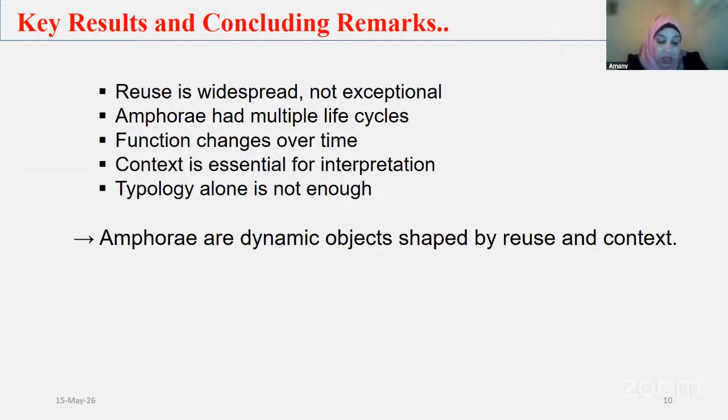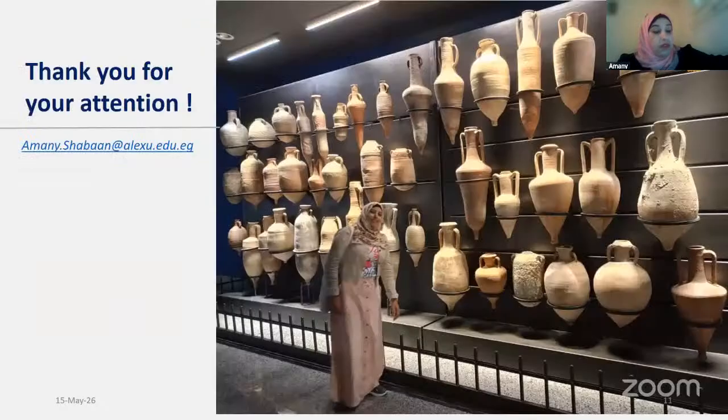In conclusion, amphora in Hellenistic and Roman Egypt had many lives beyond their original function. Amphora were not just containers, they were part of a lived experience. That's it. Thank you for your attention.